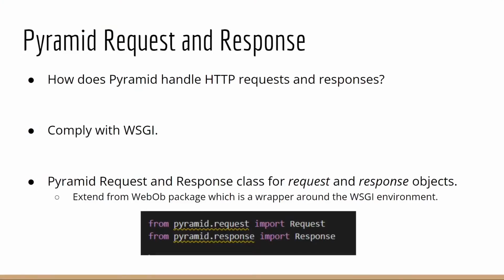So every reasonable backend server should be able to handle HTTP requests and responses. How does Pyramid allow this? Pyramid, like other Python web applications, follows WSGI. It has its own implementation of request and response, which are extended from the WebOb package, which is a wrapper around the WSGI environment. Thus, Pyramid is able to communicate with other WSGI apps.